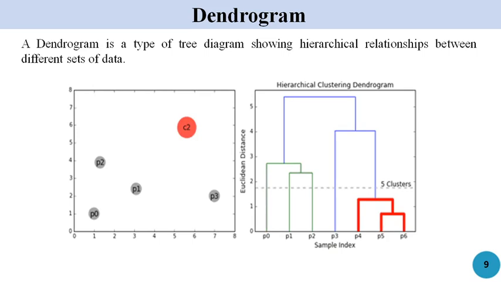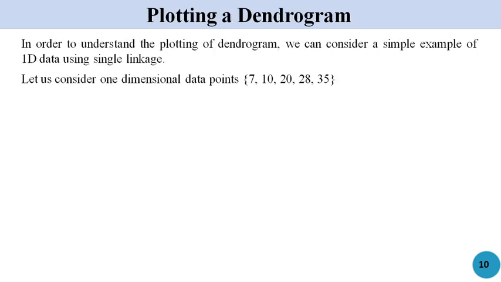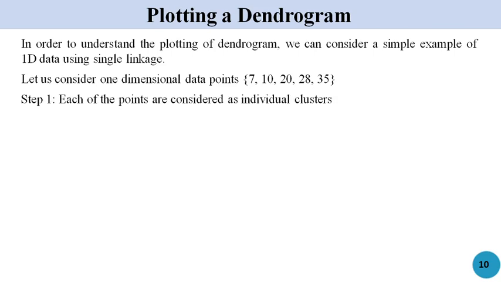The process of creating the dendrogram is represented here, but in order to understand it very clearly, let us consider a very simple example of one-dimensional data points and plot a dendrogram for this using the single linkage criteria. So we consider a set of data points 7, 10, 20, 28 and 35, all of them representing one-dimensional data. To start with agglomerative clustering, the first step is to consider each of these points as individual clusters. So I'll make each of these data points represent an individual cluster.